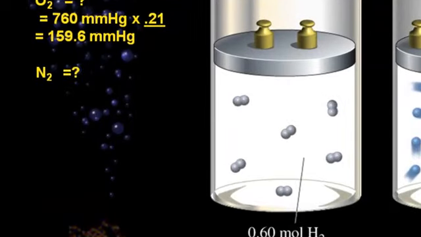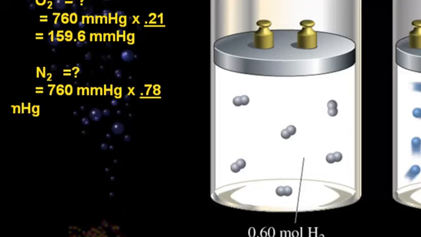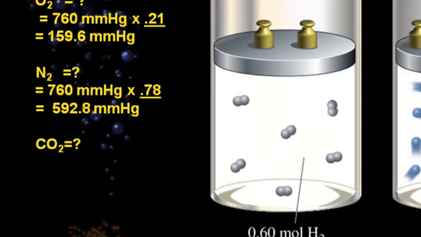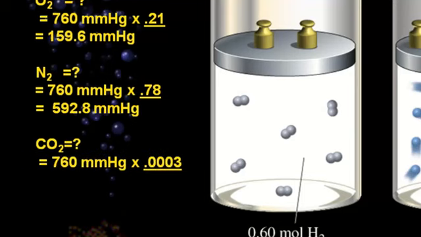Nitrogen, similarly: 760 millimeters of mercury, we multiply that times the 78% that we know makes up the atmosphere, and we get a partial pressure of 592.8 millimeters of mercury in the atmosphere for nitrogen. And for carbon dioxide, 760 millimeters of mercury times 0.0003, a very low percentage of carbon dioxide in the atmosphere, which leaves us with 0.2 millimeters of mercury in the normal environment.